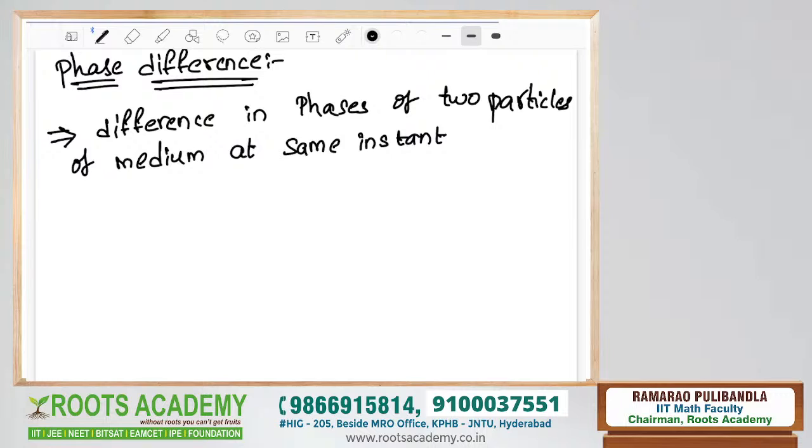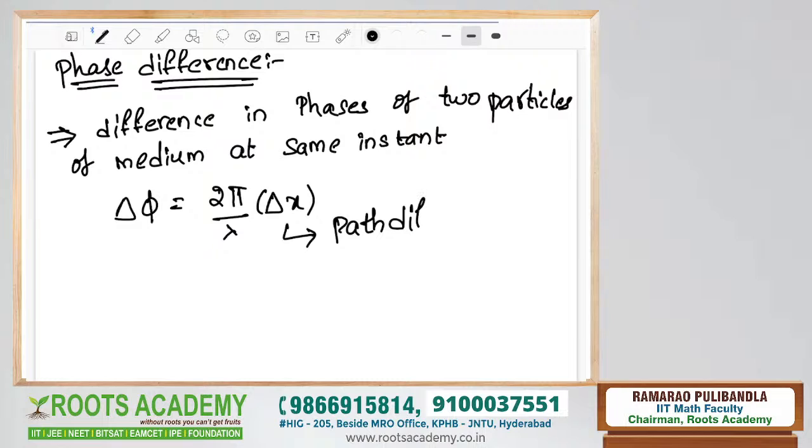Or the difference in phases of a single particle at a different instance is said to be a phase difference. So that's the rough definition. And so the phase difference delta phi is equal to 2 pi by lambda into delta x, where delta x is nothing but the path difference.